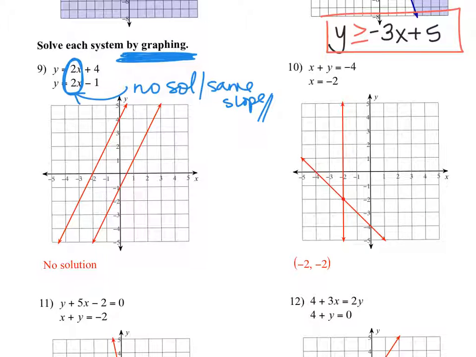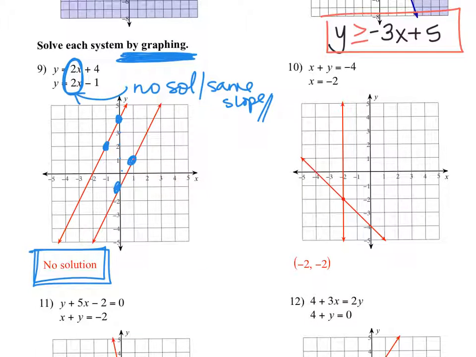And so when you graph that, in fact, you find that, right? Start at 4. You're going to have to go down 2 and to the left 1, or start at -1 and go up 2 and to the right 1. And then because they don't intersect, the actual answer you're going to write is no solution.